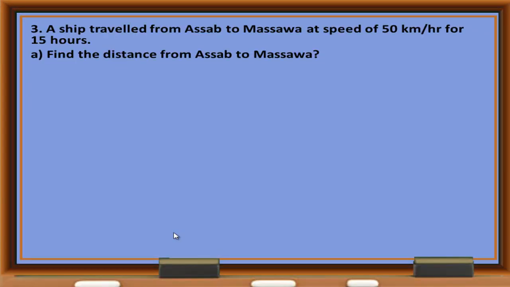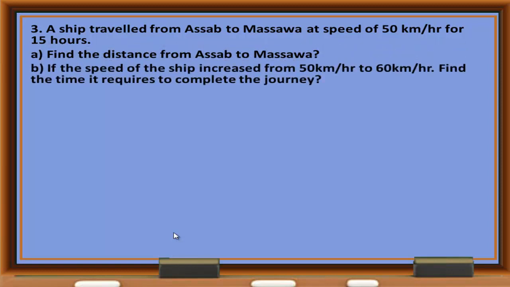Number 3. A ship traveled from Asab to Massawa at a speed of 50 kilometer per hour for 15 hours. A. Find the distance from Asab to Massawa. B. If the speed of the ship increased from 50 km per hour to 60 km per hour, find the time it requires to complete the journey.